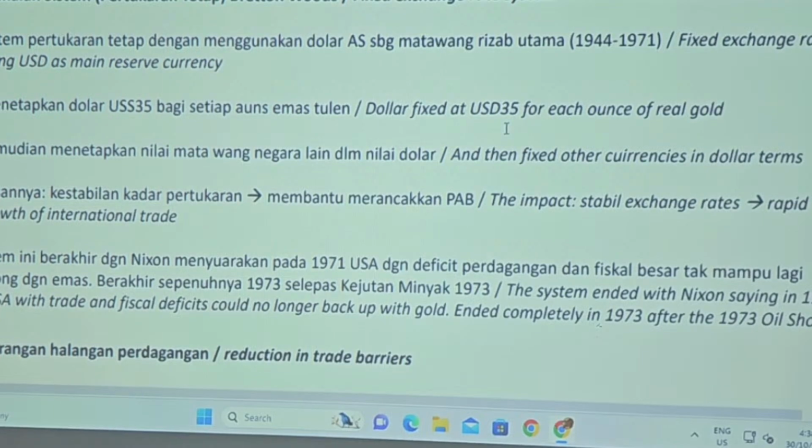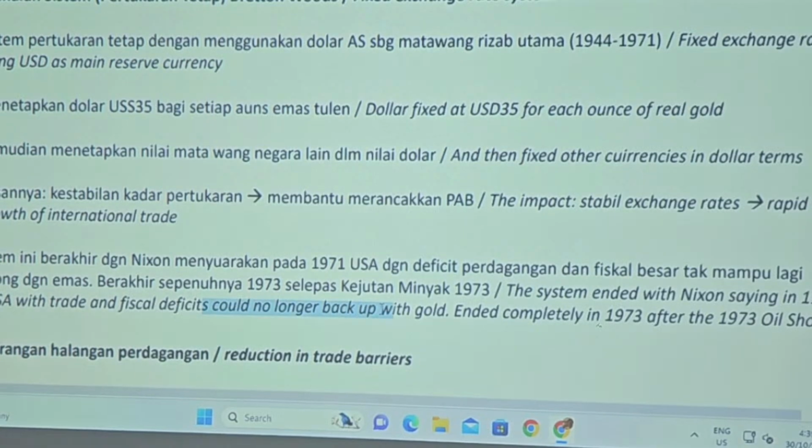I'm not American, right? Now I have with me $1. It means that if I claim from 5 ounce, so huge trade deficit, President Nixon said America could no longer back up all those liabilities. What are called liabilities? Amount that you have to pay if people claim from you.